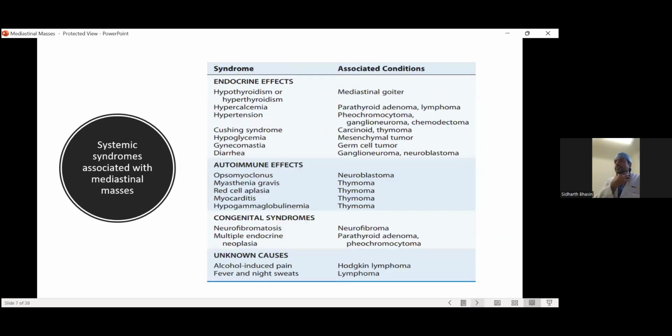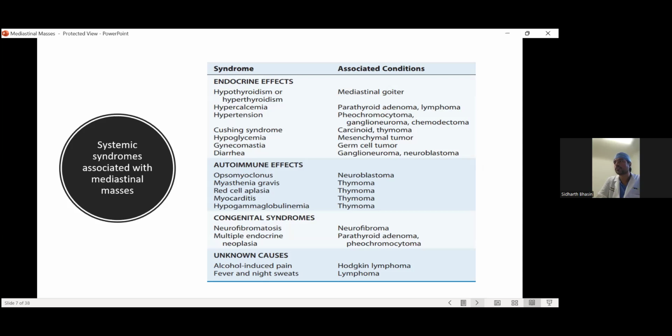The systemic syndromes which could be associated with mediastinal masses. So you can have endocrine effects coming from the thyroid and parathyroid tumors. You can see hypercalcemia typically in a parathyroid adenoma. You can see hypertension if the patient has pheochromocytoma which is infiltrated in the mediastinum. You can see symptoms of Cushing syndrome if the patient has a carcinoid tumor or a thymoma. Hypoglycemia typically in mesenchymal tumors, gynecomastia in germ cell tumors, and diarrhea that you see in ganglioneuromas and neuroblastomas.